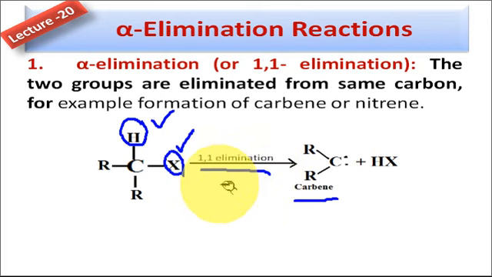Why is it called the 1,1 elimination? Because both the leaving groups or eliminating groups are situated on the same carbon atom. Hence, elimination takes place through only a single carbon atom. That's why it is called the 1,1 elimination reaction.